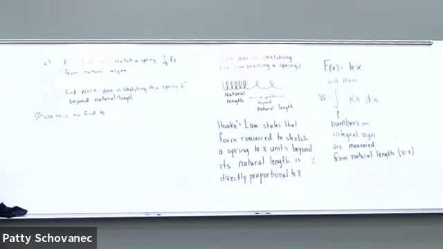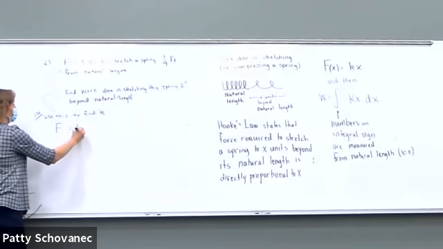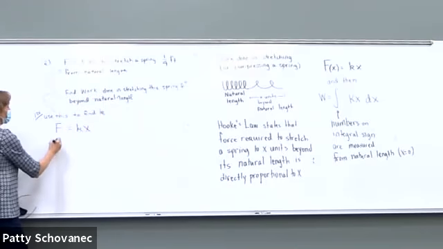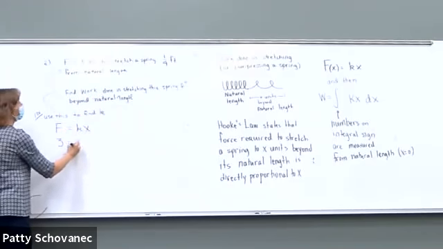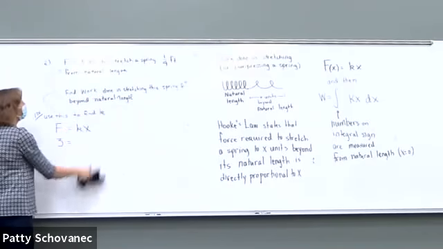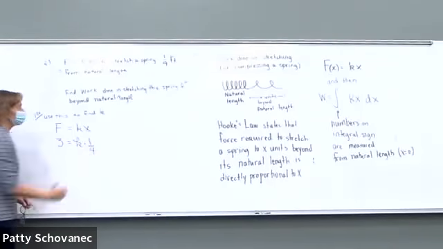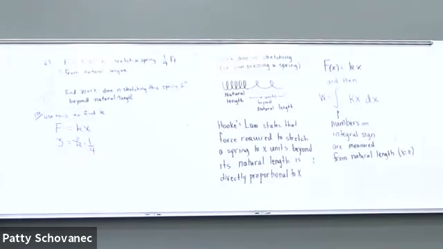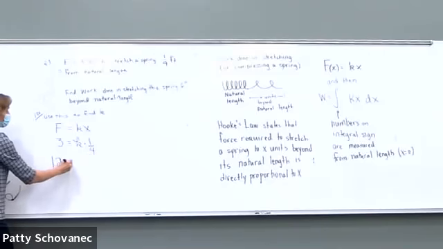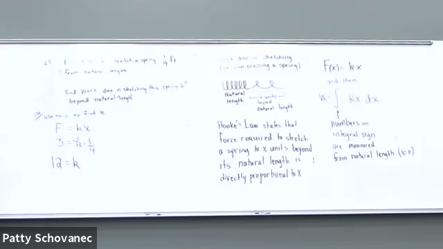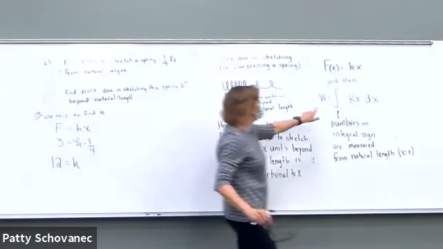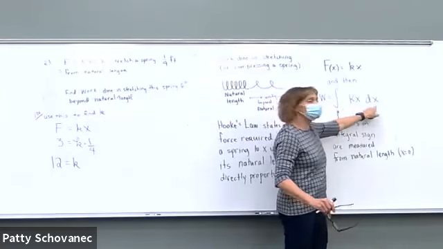We have F is K times X. So my force was 3 pounds. My X was 1/4 of a foot. It's distance beyond the natural length. So if I solve that for K, I get K is 12. Now that I know K, I can set up my integral to compute work. Work is the integral of 12x dx.